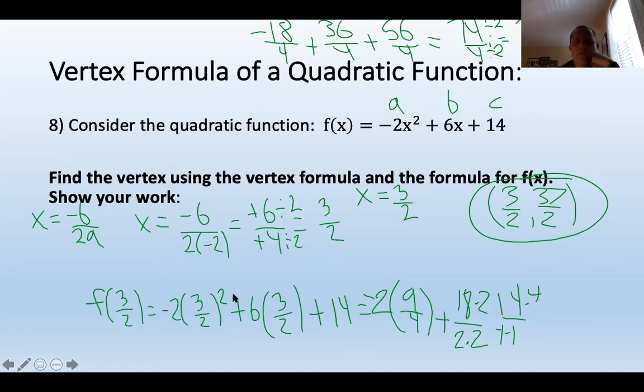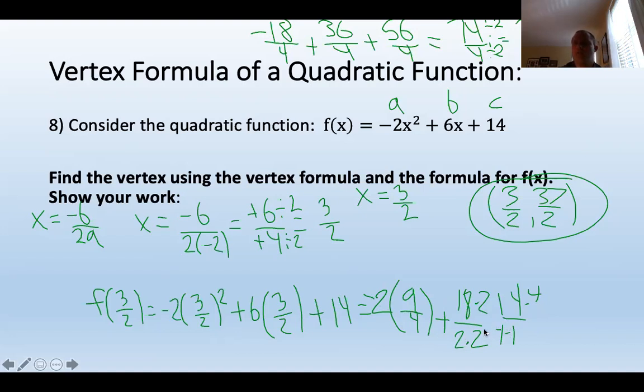Always we want to do exponents before we multiply, so 3 halves squared is 9/4. So you have negative 2 times 9/4, and then I skipped a step here, but I took 6 times 3 halves and got 18 over 2. 6 times 3 is 18 over 2, plus 14. We end up with negative 2 times 9, which is negative 18 over 4. 4 is going to be the common denominator because we have denominators of 4, 2, and 1.